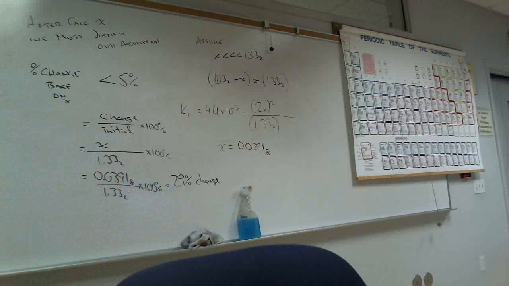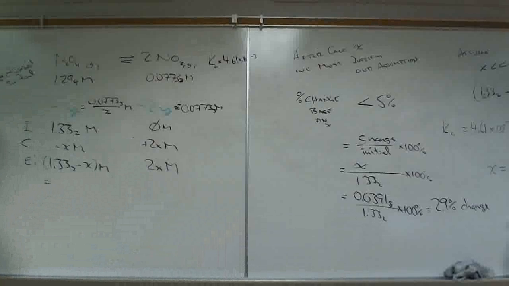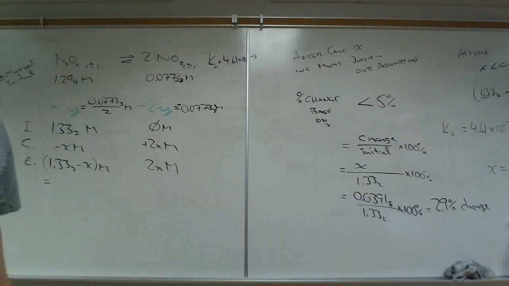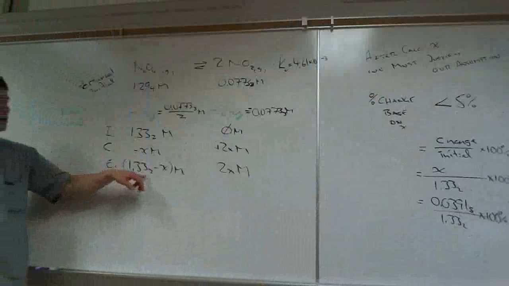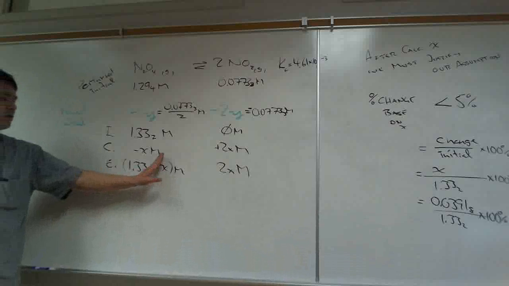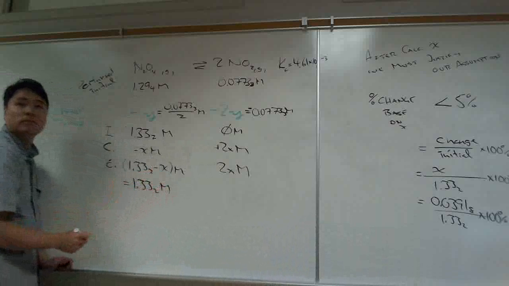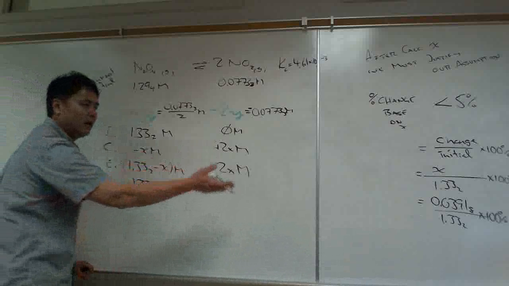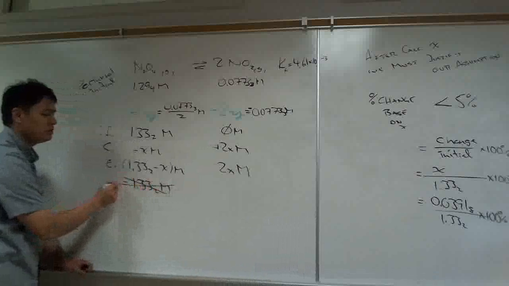And so, since we're okay to use the simplifying assumption, what should I say is my equilibrium concentration of N2O4? Right here. Because I said that the X is insignificant, should I just go ahead and ignore X and call it 1.332 molar, because the simplifying assumption is valid? No, because that would add another error on top of the error that we just introduced. And so what we do is we go ahead and use the X to calculate it.